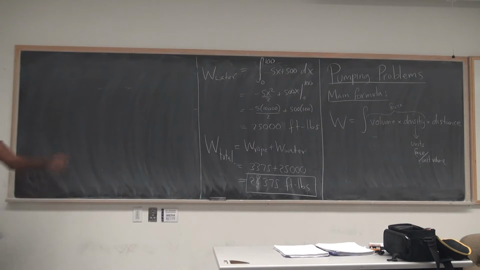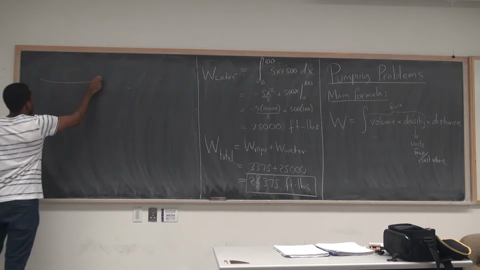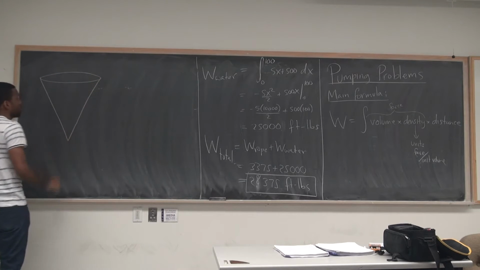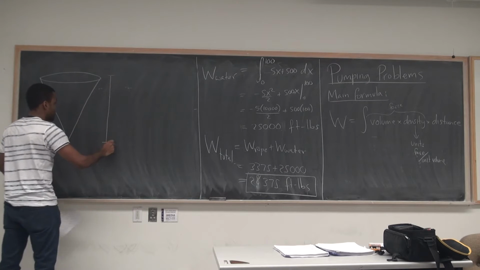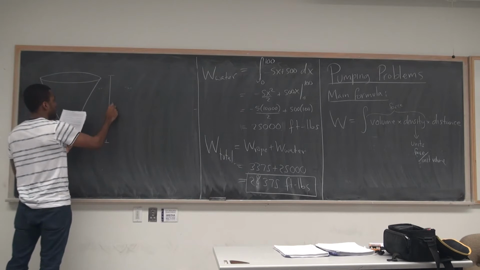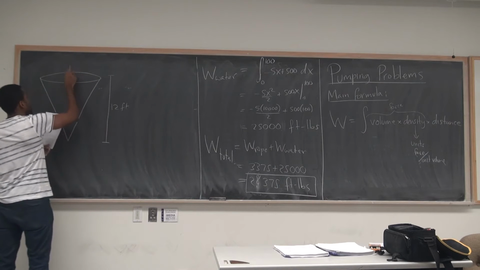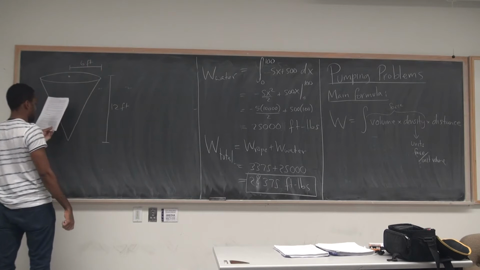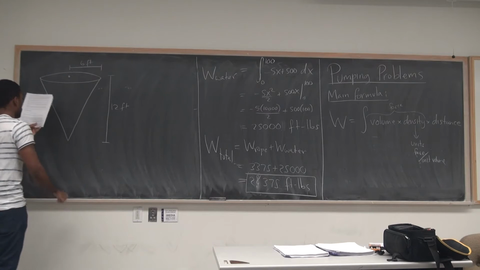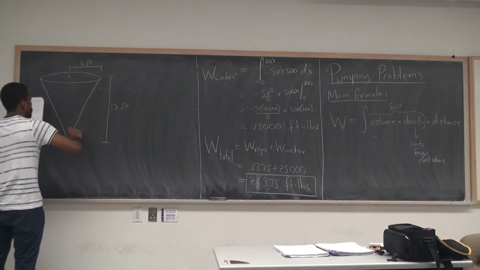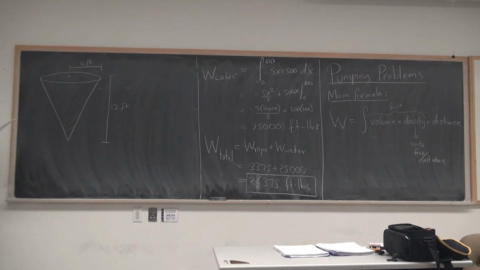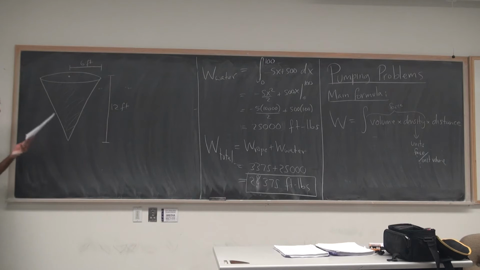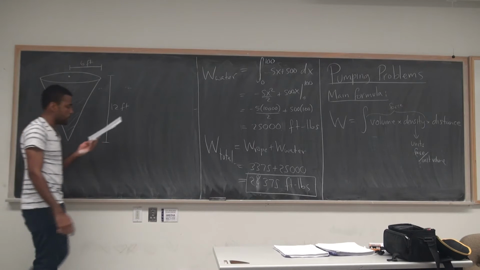It's an inverted conical tank, which means it's like this. So I have a tank like this. It has a height of 12 feet. It has a radius of 6 feet. And it's filled with some sort of liquid whose density is 200 pounds per cubic foot. So for every cubic foot, the liquid weighs 200 pounds, a heavy liquid.